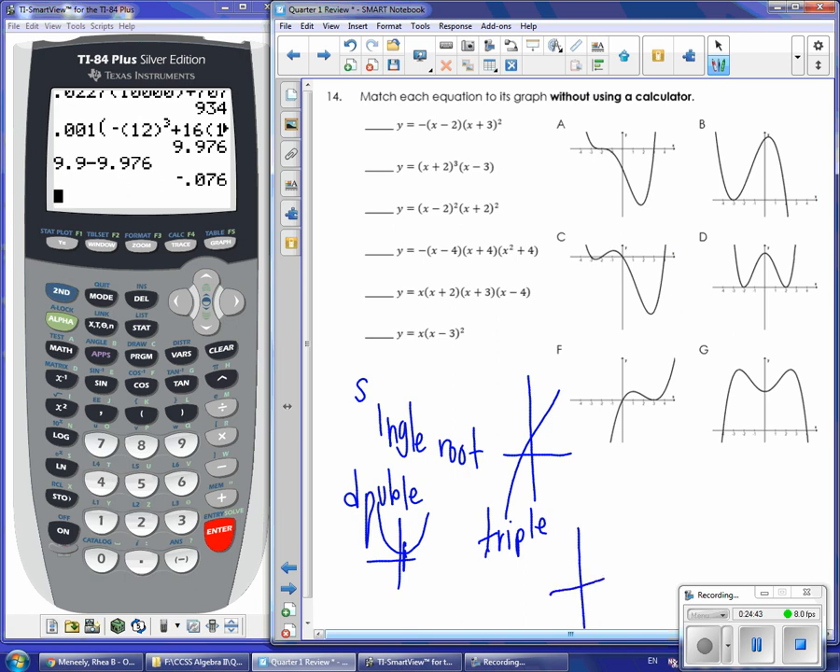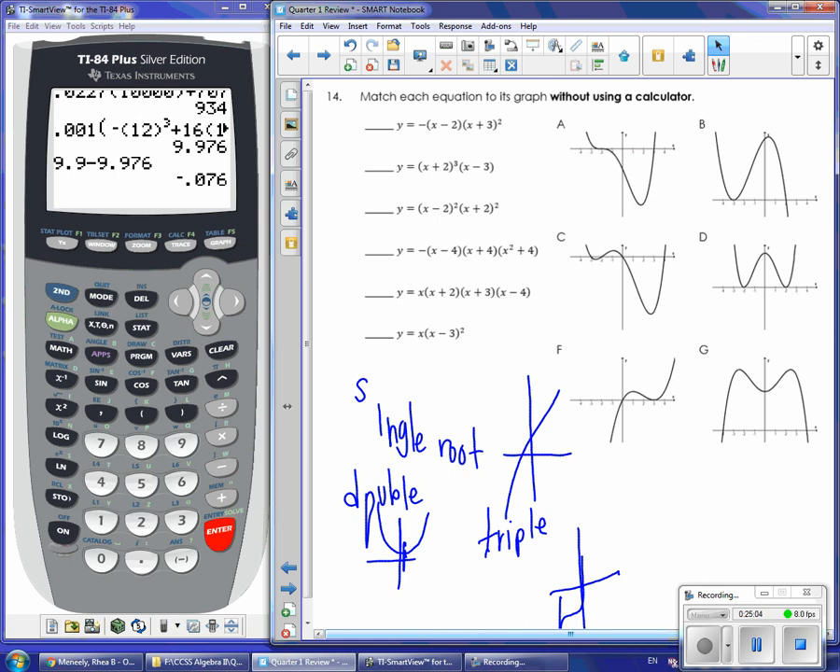If I have a triple root, what you're going to see is a point of inflection. That's not happening on the graph, but you're actually going to see where the concavity changes. So if you look at example A, if you look at that graph, the very first x-intercept you see at -2 has a point of inflection at -2. So that's actually going to be a triple root.